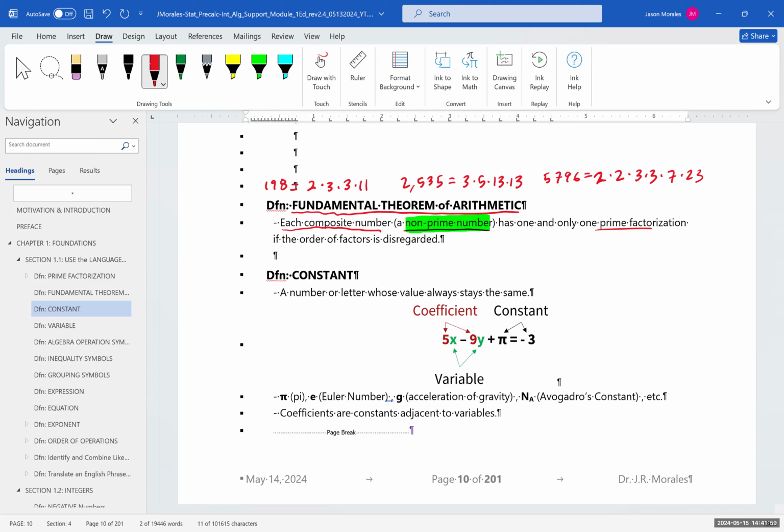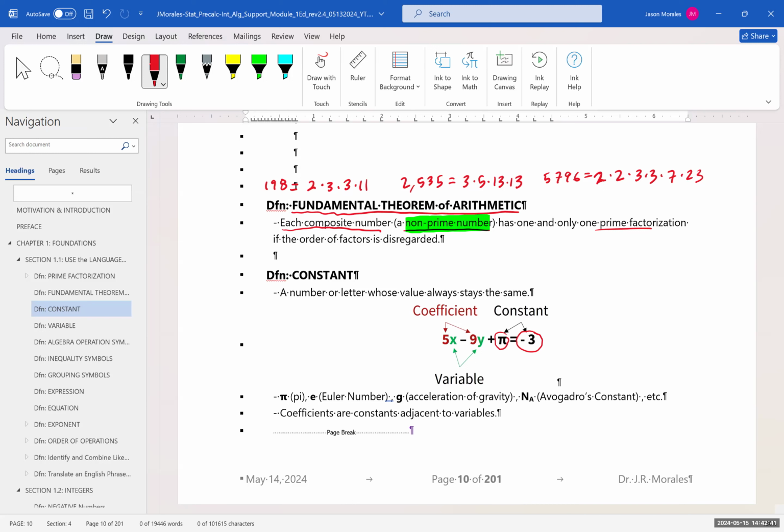So a constant can be just a number, like -3, +3, something like that. A constant could also be a variable, but a variable with a known constant value. So like pi. Another one would be the Euler number, or if you see the variable g, that's supposed to represent the acceleration of gravity, or capital N sub a, that's Avogadro's constant. So again, that's a variable that represents a number that's always the same. So those are examples of constants.